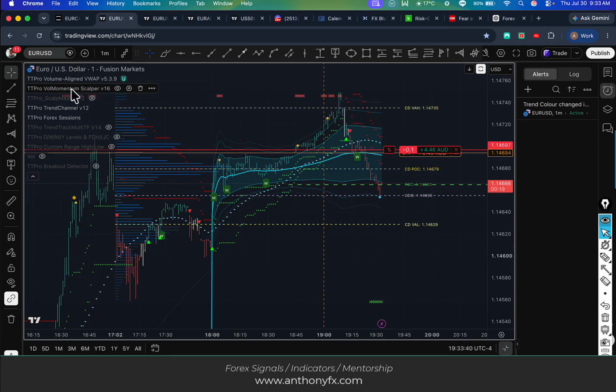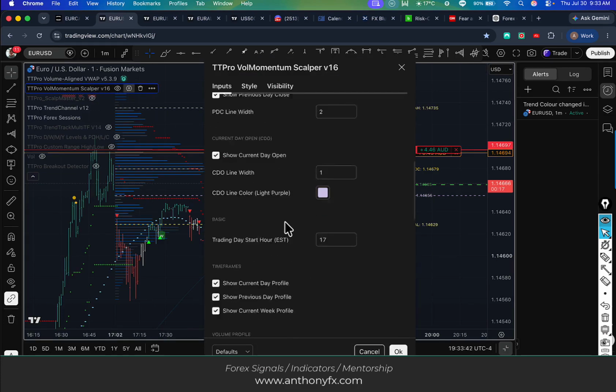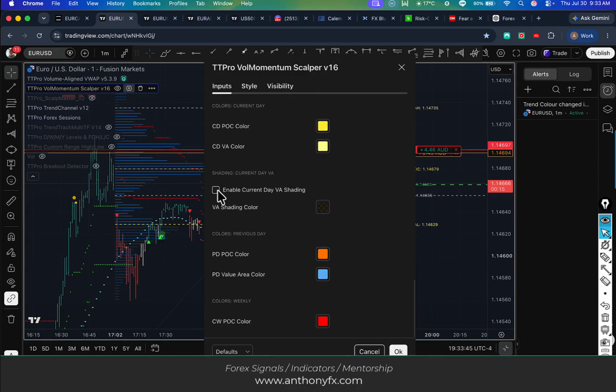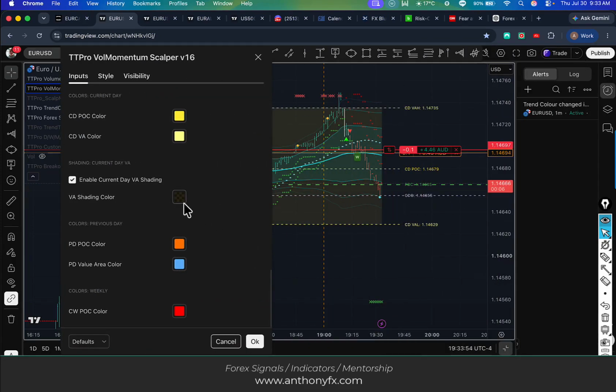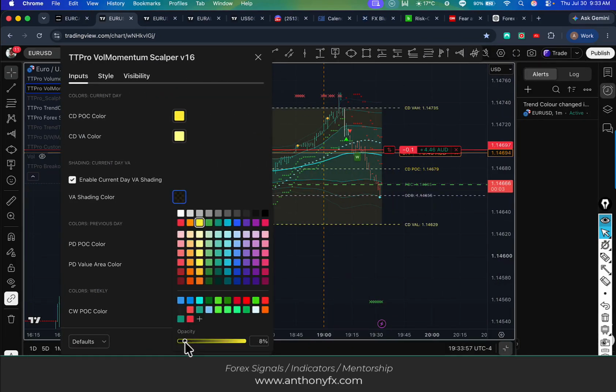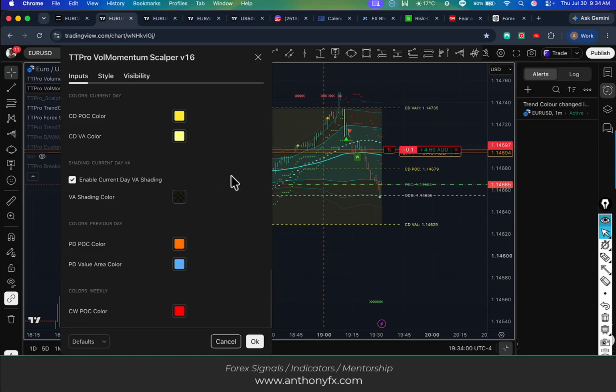But with this volume profile, if you want to, scroll down to the bottom and enable shading, and that will shade. There it is. See that? So if you want to see that zone, you can do that. But I know where it is, so I'm going to take it out.